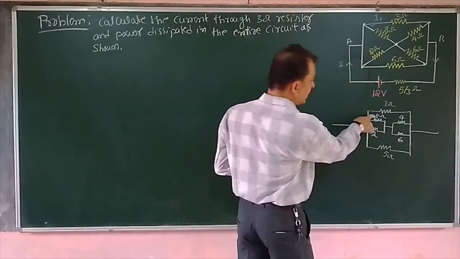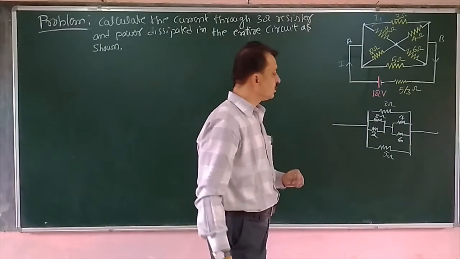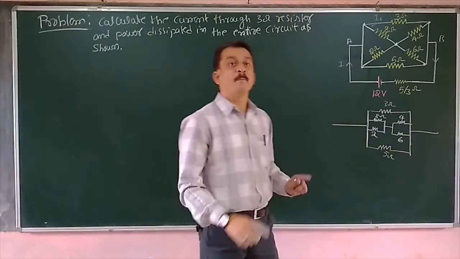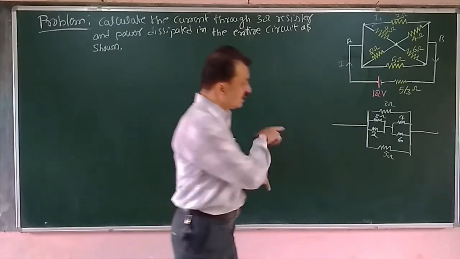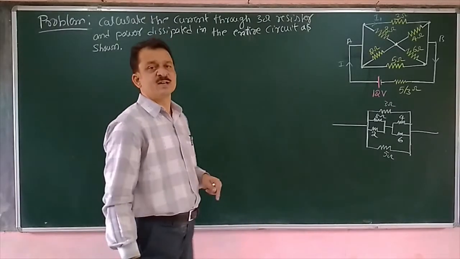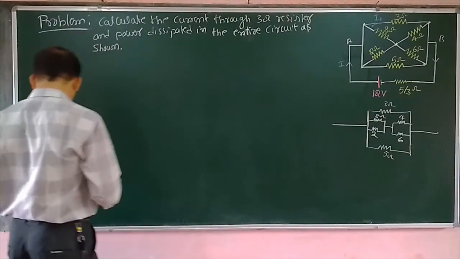Look here: 8 and 2 are in parallel, 4 and 6 are in parallel. Their equivalents are in series. Okay, now the solution.